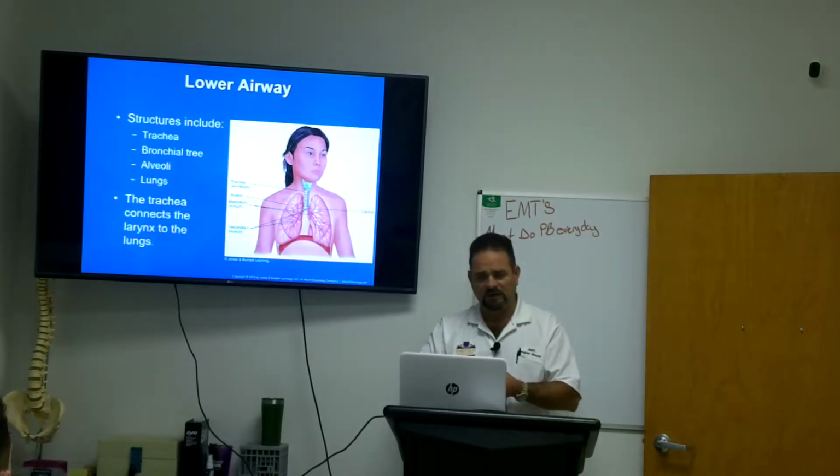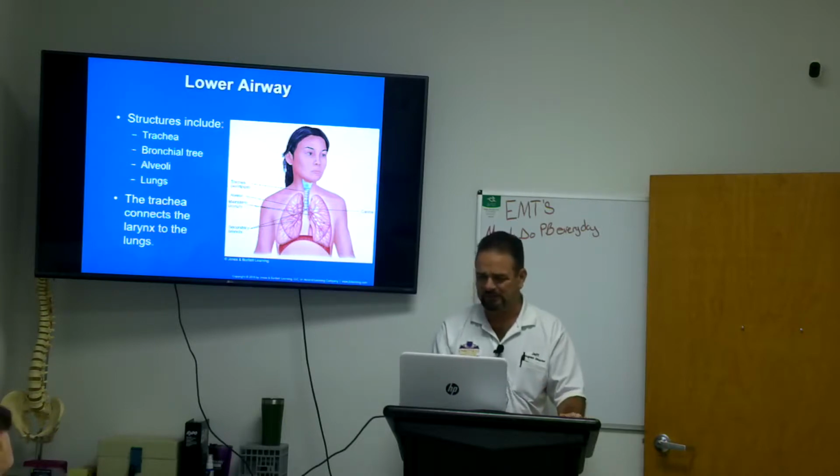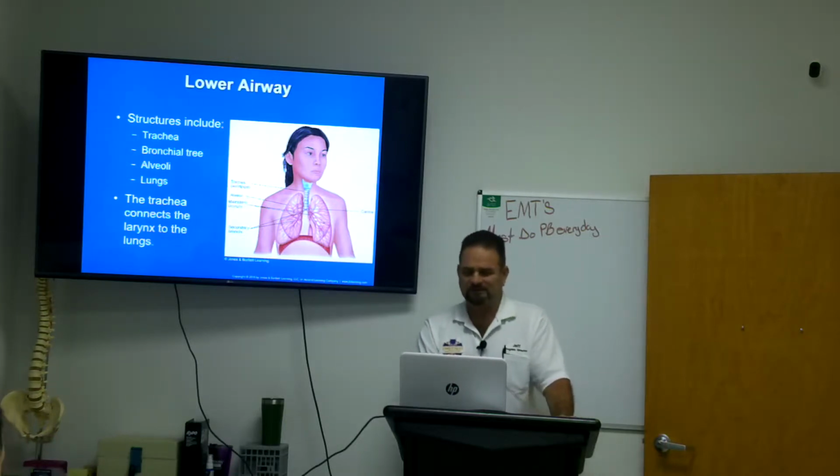All right, let's continue on now into the lower airway. Structures include the trachea, the bronchial tree, the alveoli, and the lungs. The trachea connects the larynx to the lungs. It lies anterior to the esophagus and bifurcates into two primary bronchi, also called the mainstem bronchi.